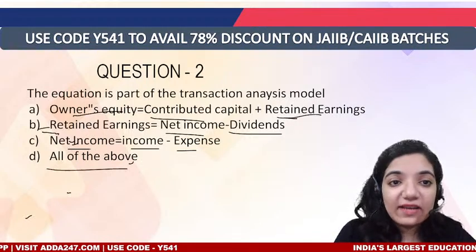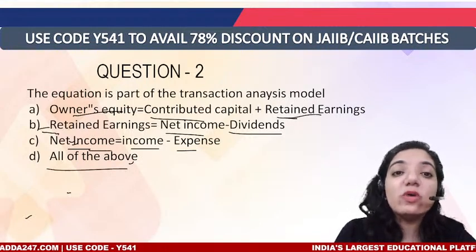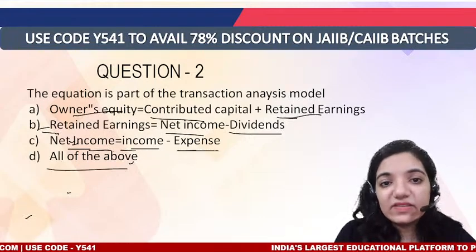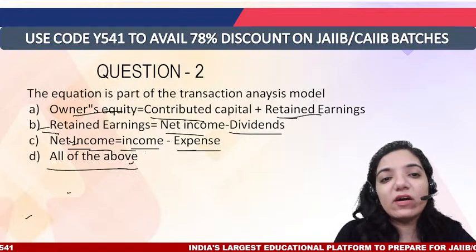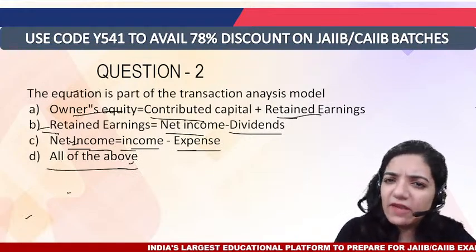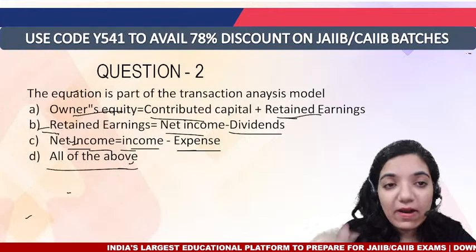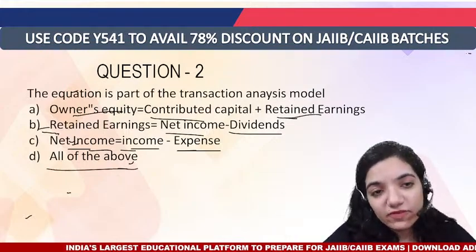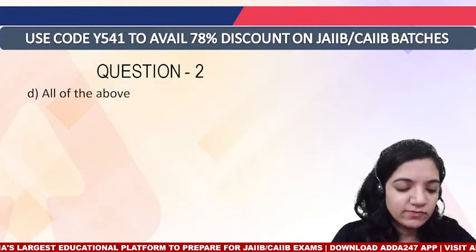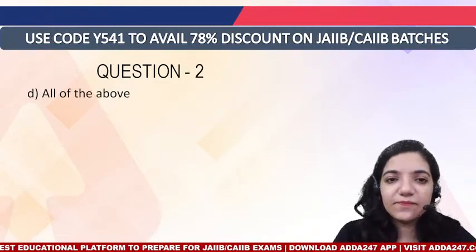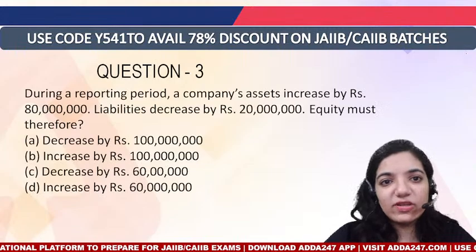Then we have net income. Net income is what you earn, that is your income minus your expenses, and whatever you are left with is called the entire portion. Every part of it, that means A, B, and C, all of these are a part of the transaction analysis model. Right? So now let's move on to the next question.